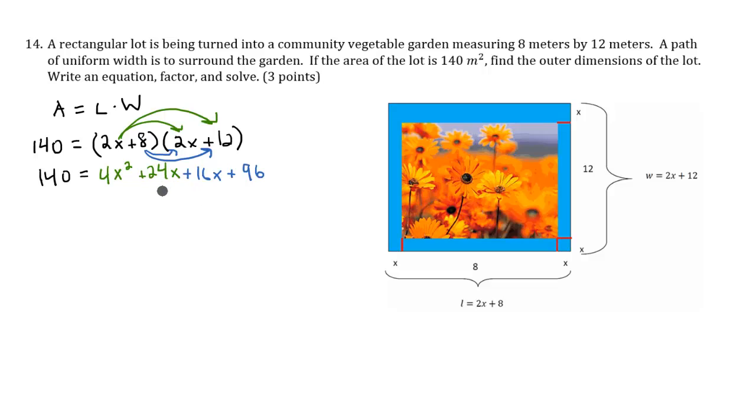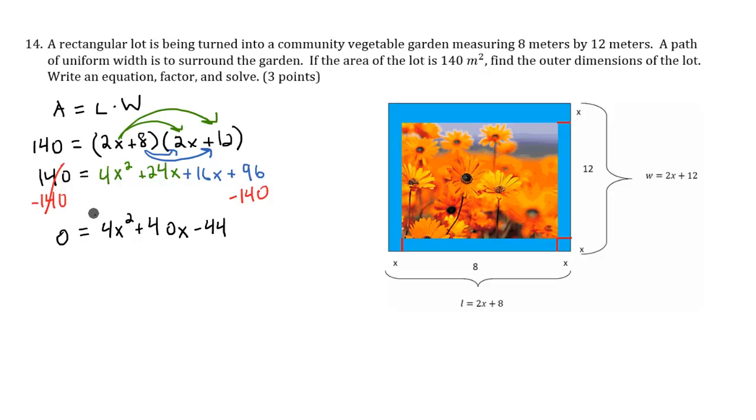And to factor, I need to set it equal to 0. So I want to get everything on one side. So that means I have to take away 140 from this left side, which means I also take it away from this right side. So I'm left with 0 on my left side. And now I just want to combine all these terms. So my only x squared term is 4x squared. I have 24x plus 16x. That's going to give me, what, a 40x? And then 96 minus 140, negative 44.